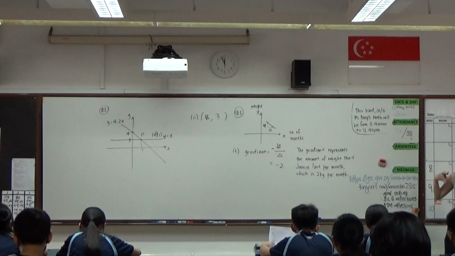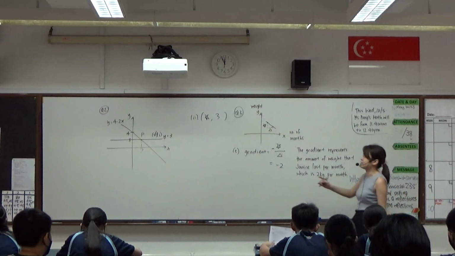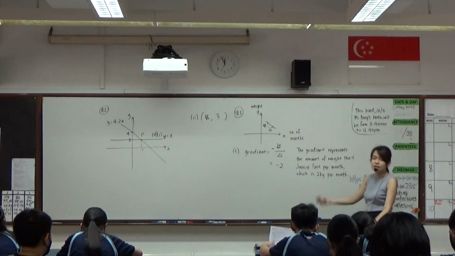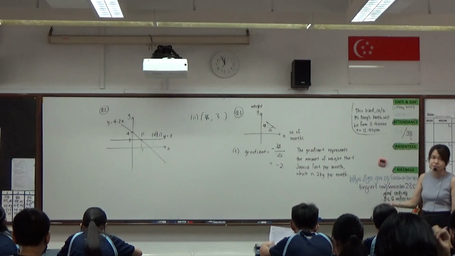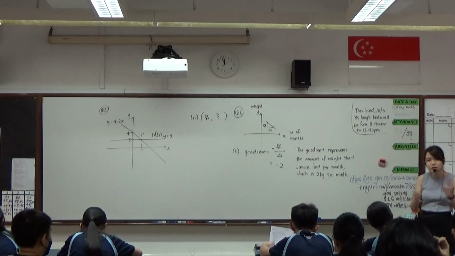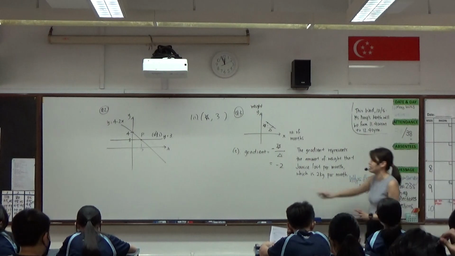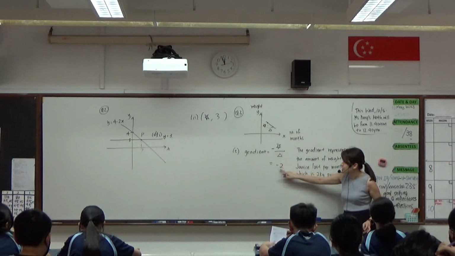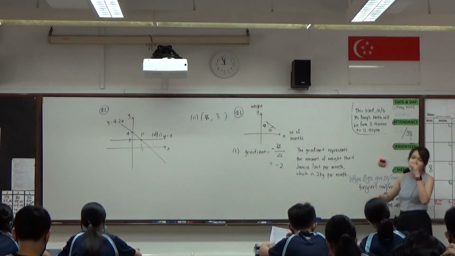Okay, so because you're losing weight, that's why it is negative. So we don't need to say that it's a loss of -2. That doesn't make sense. The loss itself is already represented by the negative. We're just looking at the digit over here, which is 2 kg per month.